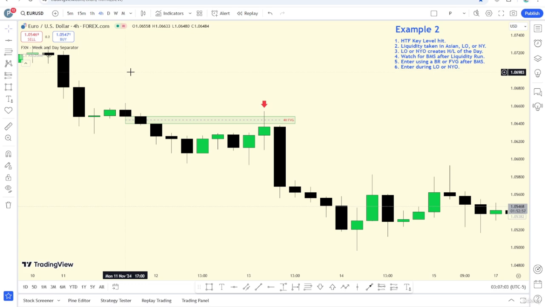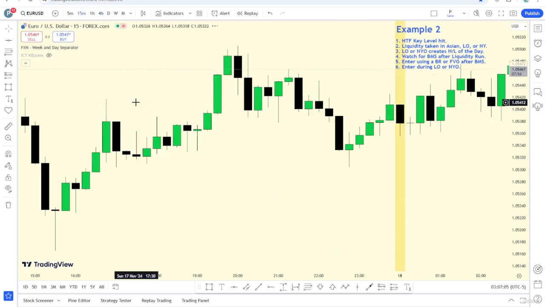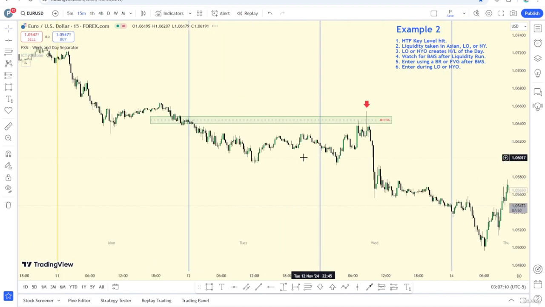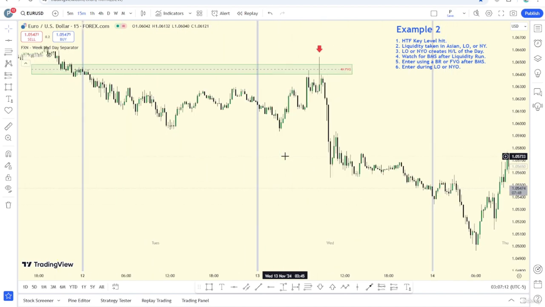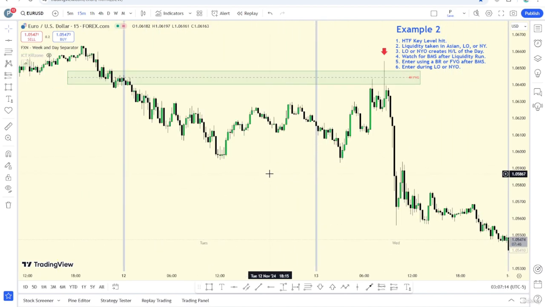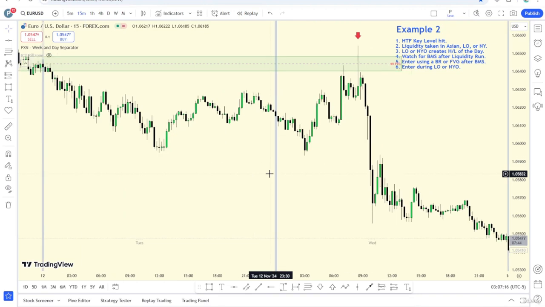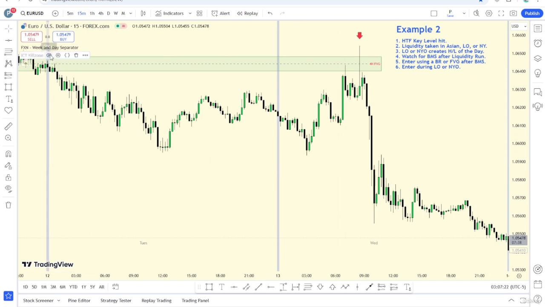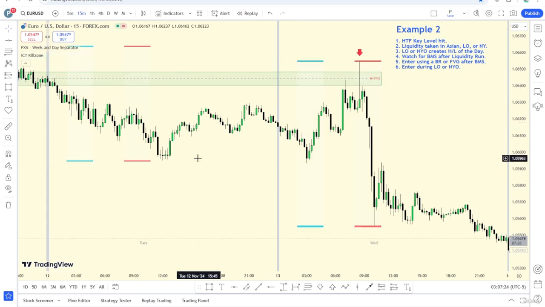Then when you drop now to the 15 minutes chart, we can start looking at those liquidities that were taken out. Basically, you want to see the liquidity taken out either during the Asian, London, or New York session. In this example, the liquidity was taken out during the New York session. So let's turn on the sessions.